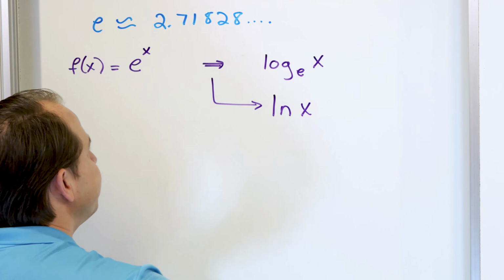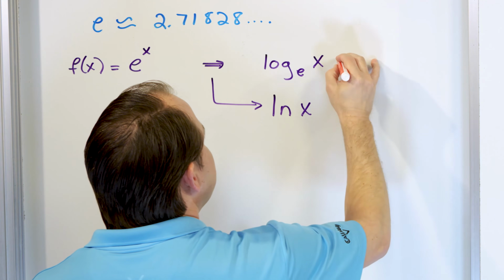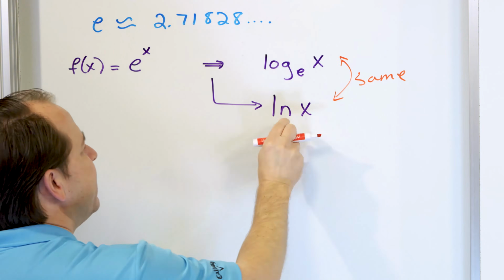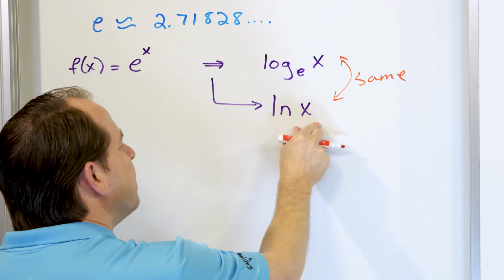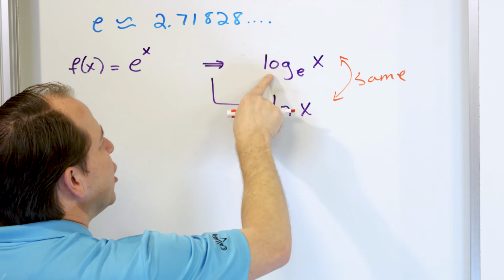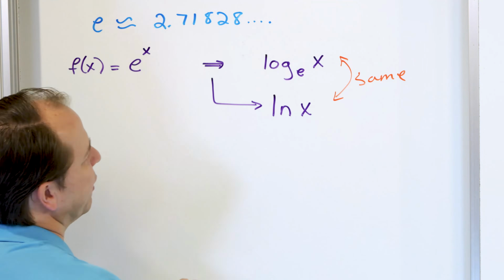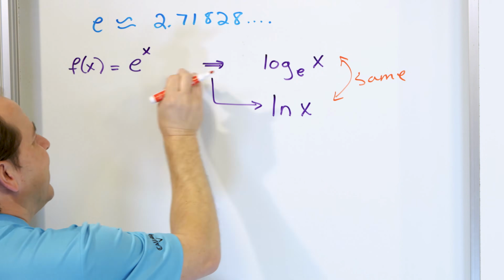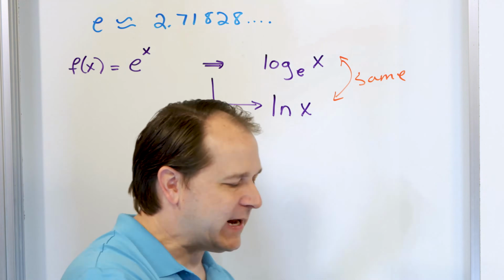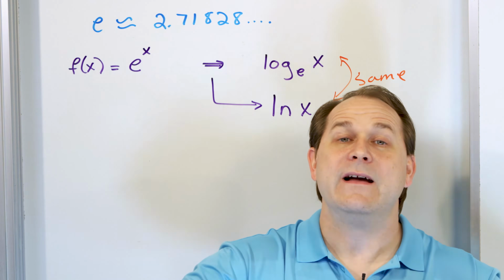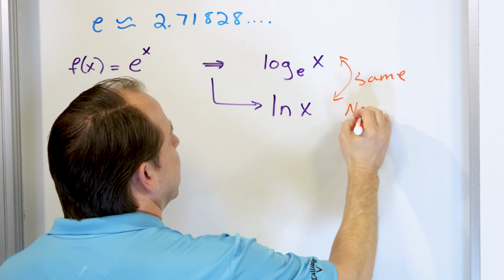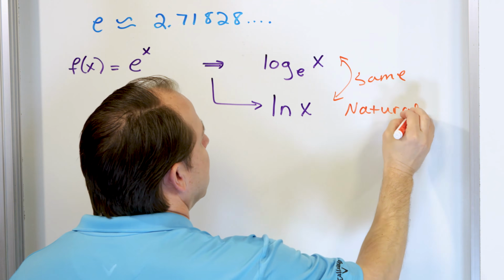So if you were to see in an equation somewhere ln of x, ln of some number, it means natural log of that number. It just means logarithm with a base e of that number. So the number e as a base is so special that we have its own logarithm for it, and the name of that logarithm is called the natural logarithm. So this is called the natural log.